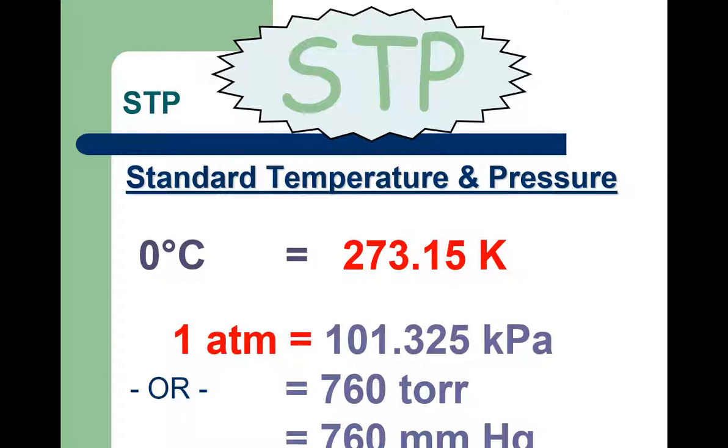To convert to Kelvin, we add 273.15 to the Celsius degrees. We need to be in atmospheres to do most of it. Some of them we can use other units for, as long as those units cancel out. You'll see that in a minute. So anytime I say STP or you see STP in a problem, it means 273.15 Kelvin and 1 atmosphere is what you want to use for the most part.